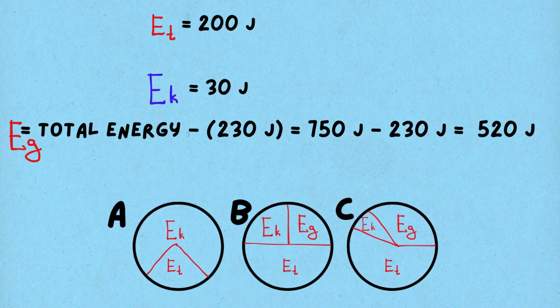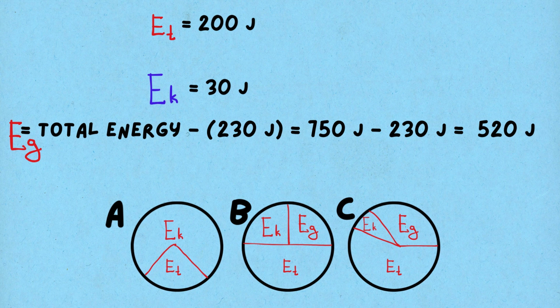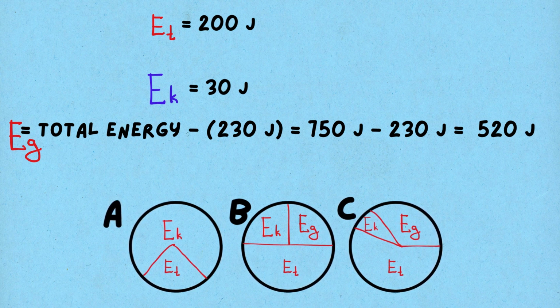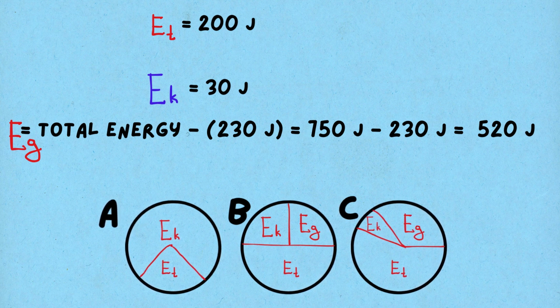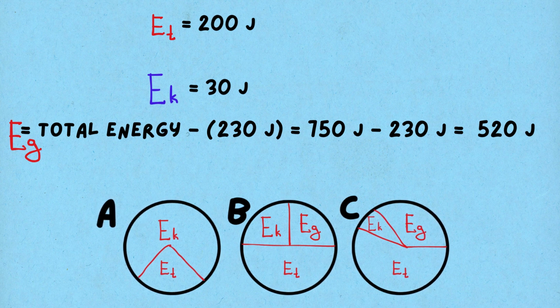Now we know that the entire energy at stage A, which is the initial stage of the process, was 750 joules. So what we're going to do is take away 230 joules from the 750 joules, and that is equal to 520 joules. So this 520 joules will be the gravitational potential energy at the top of the ramp.